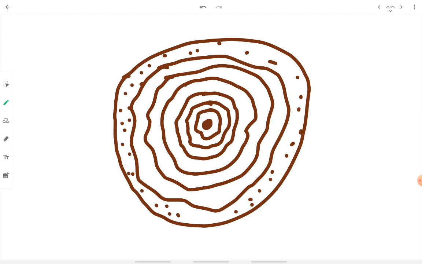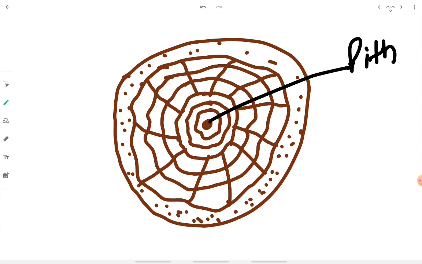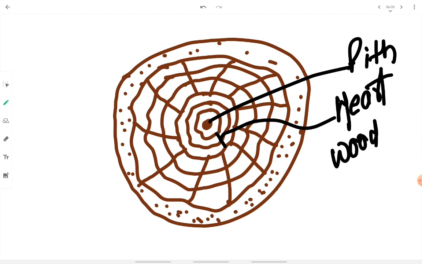Then we saw a spider's web kind of thing. It was medullary rays. These are the things that we are drawing here. These are medullary rays, let's just name them. Let's change the pen color. Okay, black. This is pith. Then this specific section is heart wood. Then these layers are the sap wood layer.